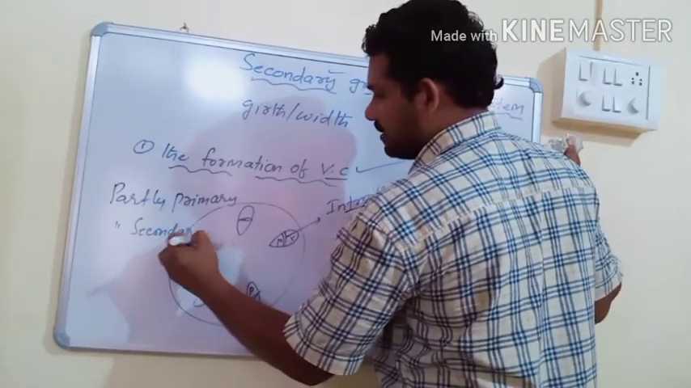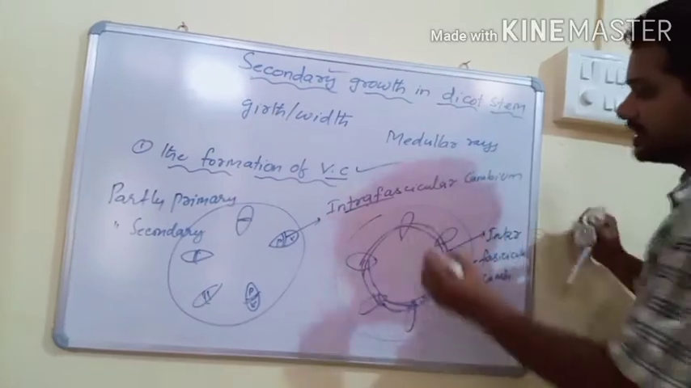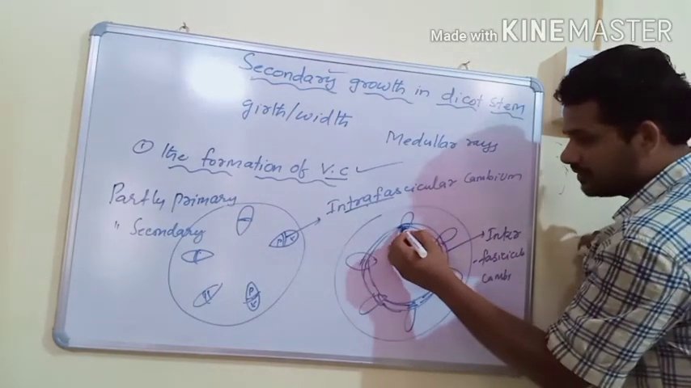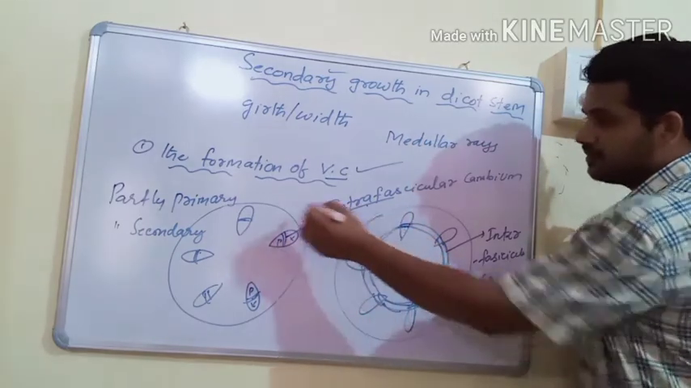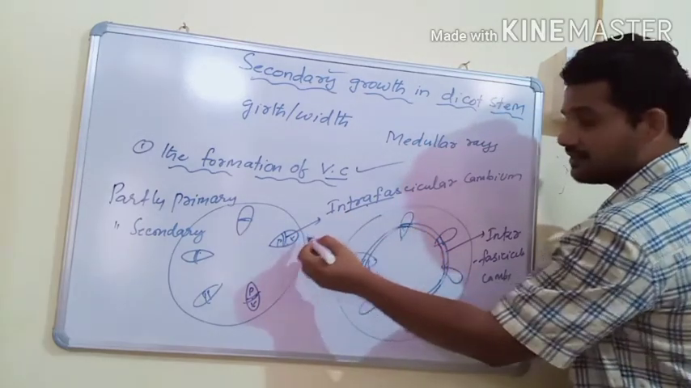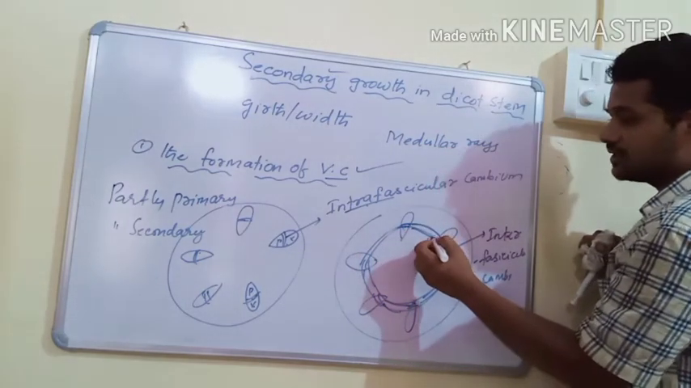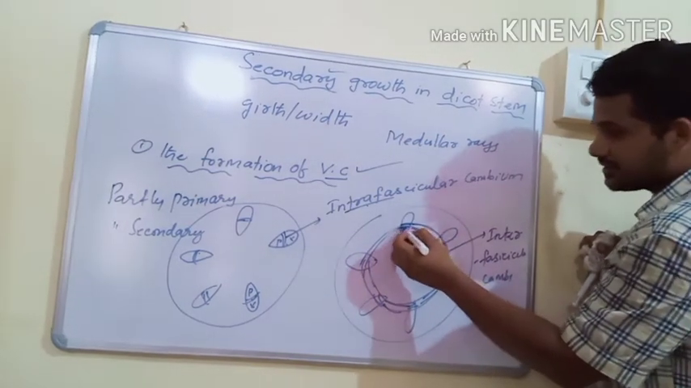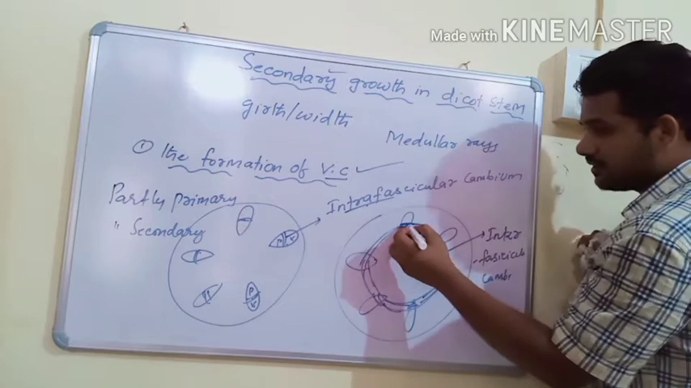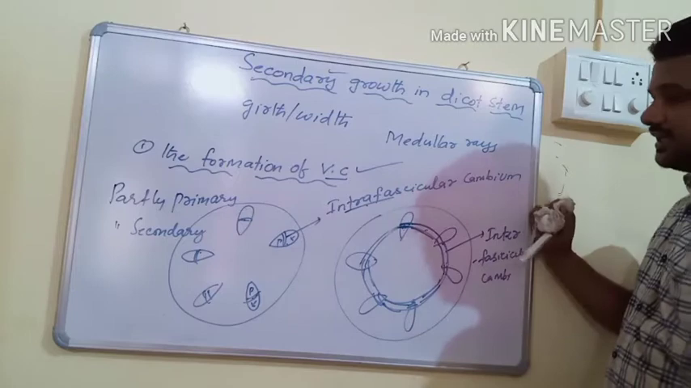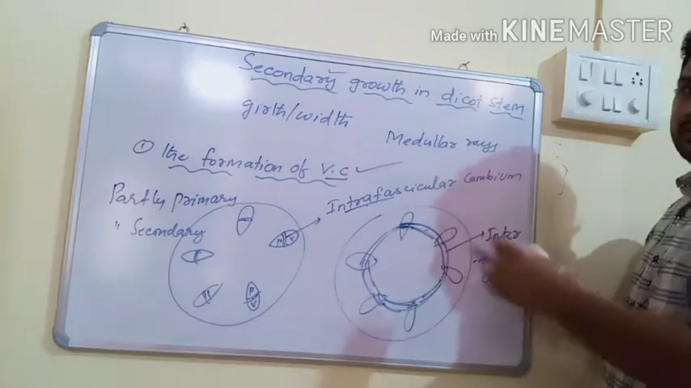Partly primary and partly secondary origin means this is part of the vascular cambium, the cambium between xylem and phloem, whose origin is primary because it is present from the starting. But this other part originated secondarily. So the origin of vascular cambium is partly primary and partly secondary. Finally, a ring of vascular cambium is formed.